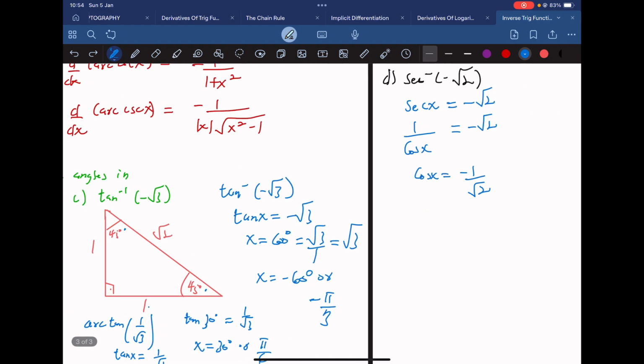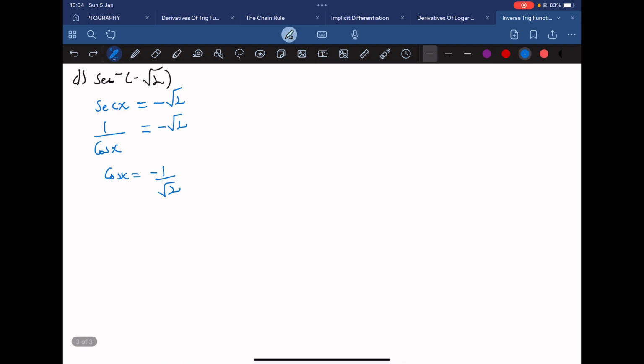Do you get me? So over here, cosine of x: if it was positive, our x would have been 45 degrees. But now it is negative, so your x can be negative 45 degrees. Does this explain it? Do you understand it? Yeah, so this is how to solve it.